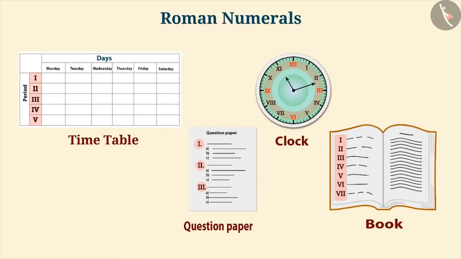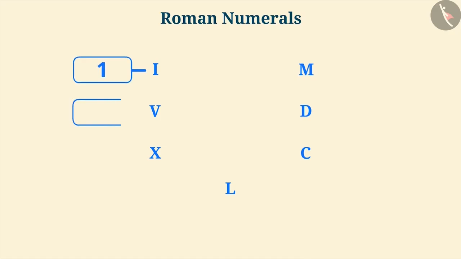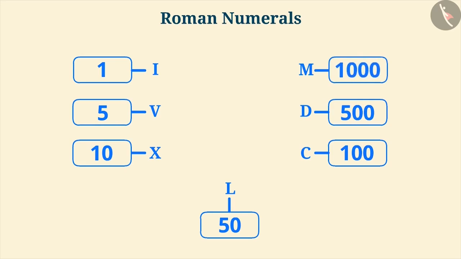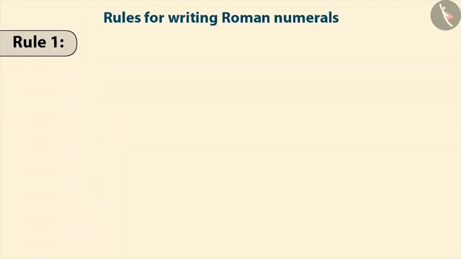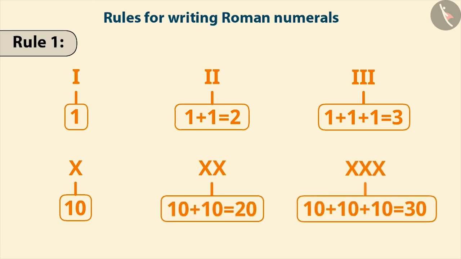Roman numerals are generally expressed with the help of these 7 symbols, which represent 1, 5, 10, 50, 100, 500, and 1000. There are certain rules to use these symbols. Let's understand them. The number of times a symbol is repeated, its value is added as many times. Similarly, repeating the tens digit gives 20 and 30 respectively.